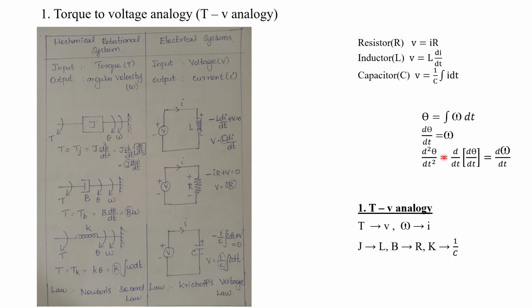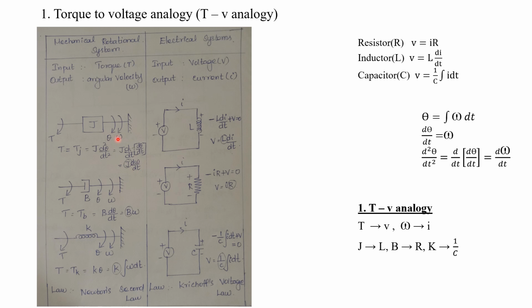Similarly, we can write d square theta by dt square as d by dt of d theta by dt. Is it right? Now, instead of d theta by dt, using the above equation, we can write it as omega. Now we can substitute the value of d square theta divided by dt square as d omega by dt. So now capital T, the input torque, will be equal to J into d omega by dt.